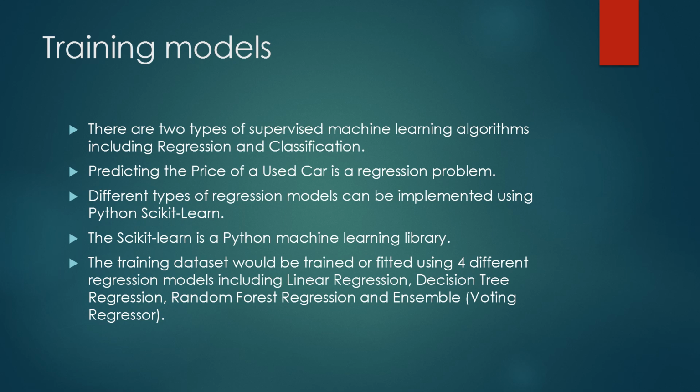Regression and classification are the two types of supervised machine learning algorithms. Predicting the price of a used car is a regression problem. Different types of regression models can be implemented using Python scikit-learn. The scikit-learn is a Python machine learning library. For this practicum project, the training data set will be trained using 4 different regression models, including linear regression, decision tree regression, random forest regression, and ensemble voting regressor.